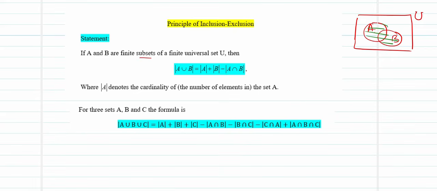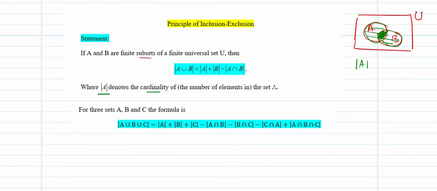Okay, so this part is A, this part is B, and we subtract the common portion, because it will be added twice. It is part of A as well as part of B, so we subtract the common portion from it. Notice that the modulus symbol denotes the cardinality of a set, cardinality meaning the number of elements in the set.